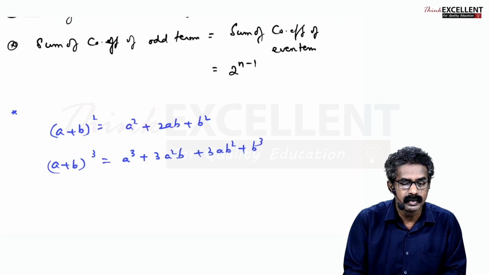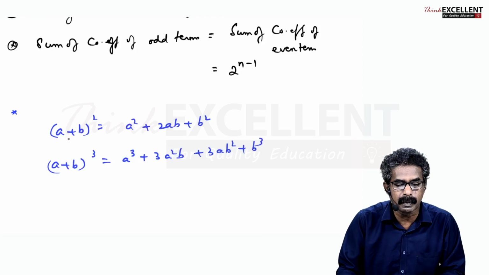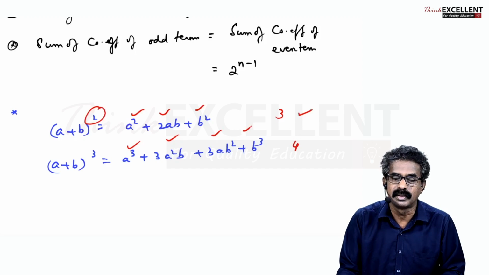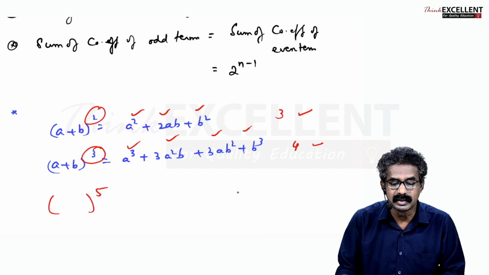Please listen here. The first one, how many terms are there? Power is 2. 1, 2, 3. 3 terms. The second one, 1, 2, 3, 4 terms, right? If the power is 2, 3 terms. If the power is 3, 4 terms. If the power is 5, 6 terms will be there.